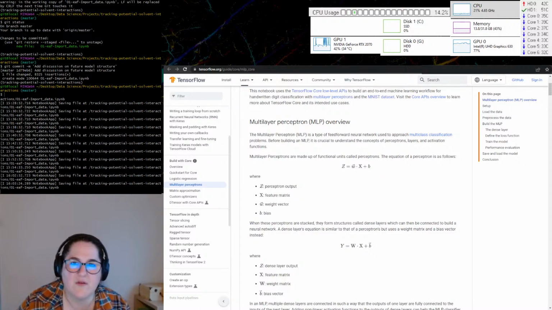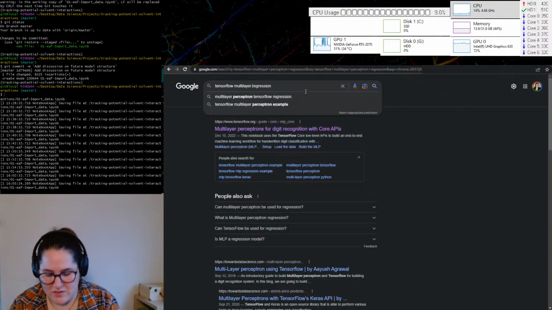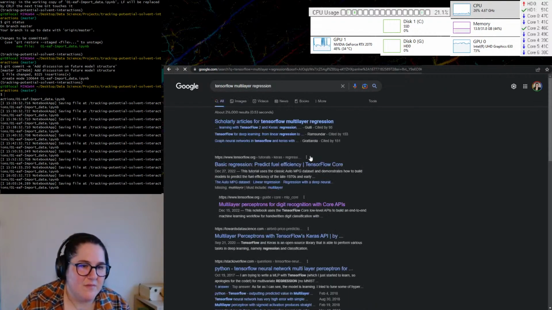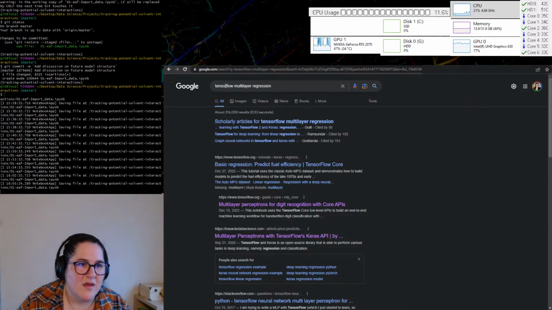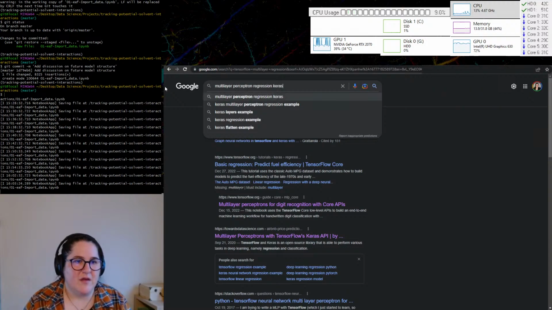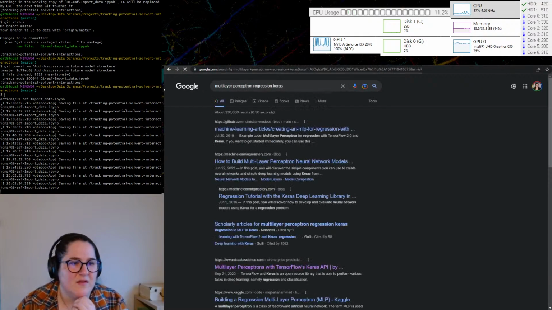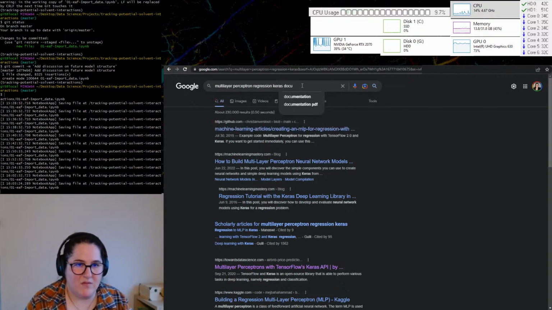Let's go back to our search here. Let's do multi-layer regression and just see what pops up. I'm used to using Keras as well. TensorFlow and Keras kind of work together, so this is not exactly what I'm looking for either. So let's look at Keras, multi-layer perceptron regression Keras, and let's see if we can get the Keras documentation.